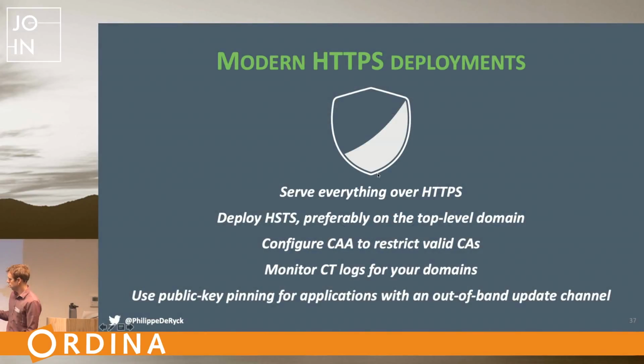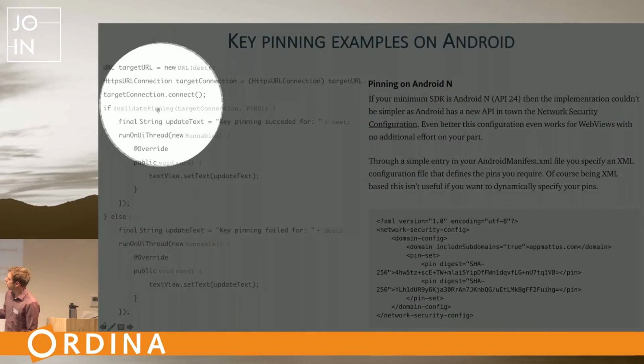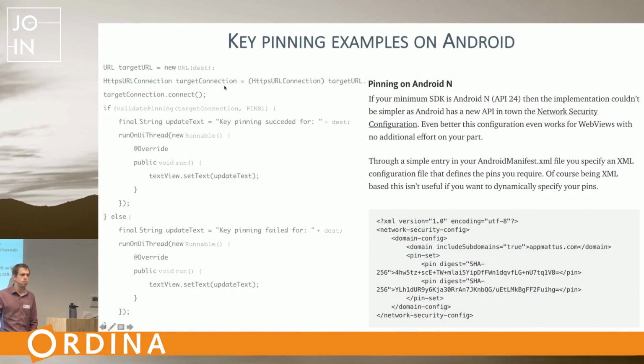So you make a connection here, and essentially there's this function, validate pinning, which I haven't shown here, which will check if the checksum of the key, the fingerprint, is listed in this list of whitelisted keys. That's essentially what's going on.